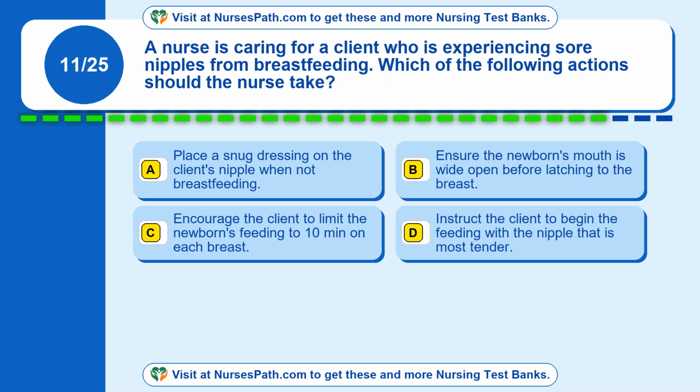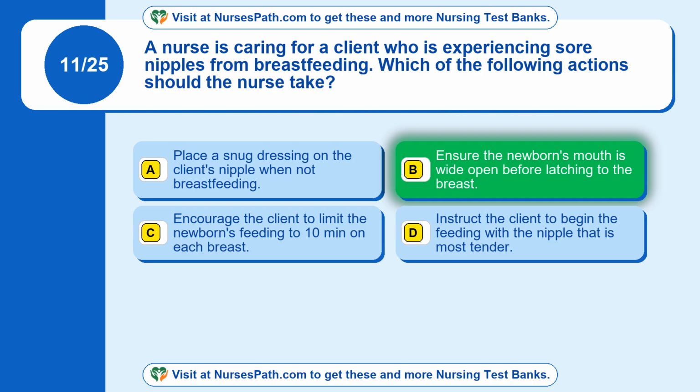Question 11. A nurse is caring for a client who is experiencing sore nipples from breastfeeding. Which of the following actions should the nurse take? Option A. Place a snug dressing on the client's nipple when not breastfeeding. Option B. Ensure the newborn's mouth is wide open before latching to the breast. Option C. Encourage the client to limit the newborn's feeding to 10 minutes on each breast. Option D. Instruct the client to begin the feeding with the nipple that is most tender.